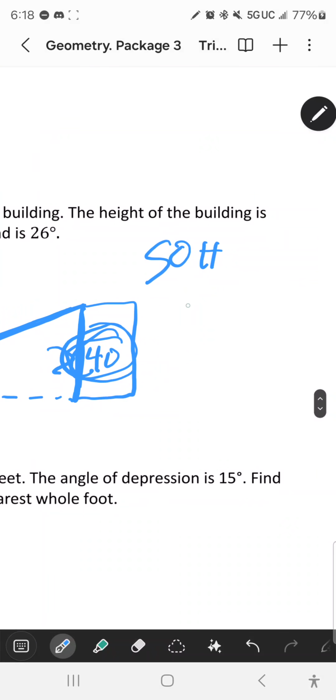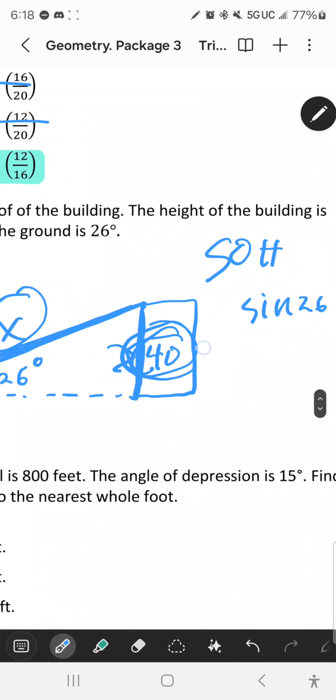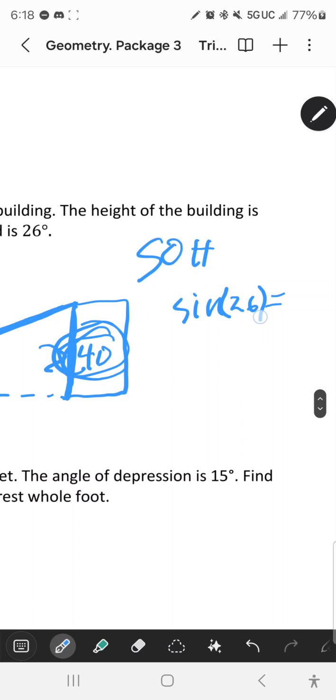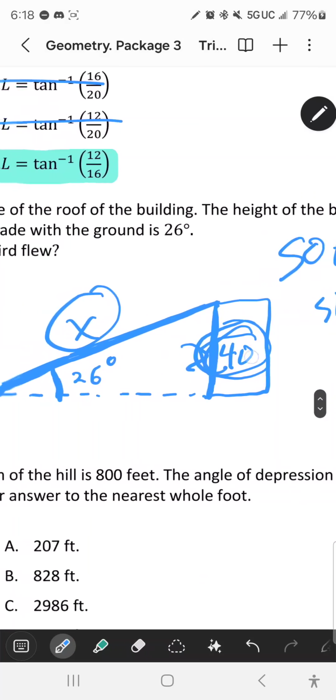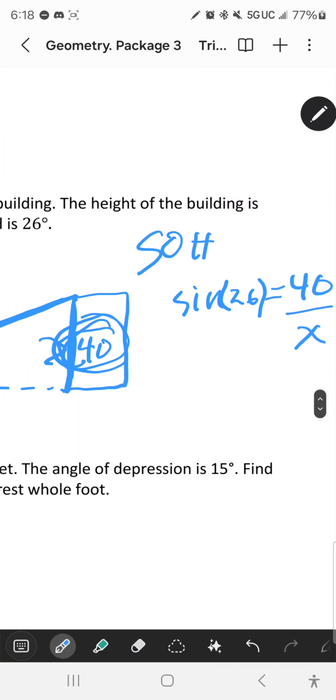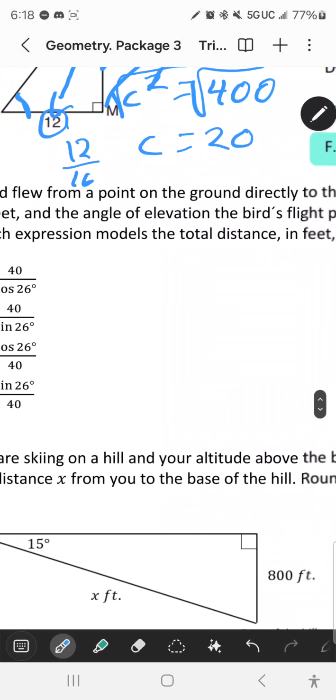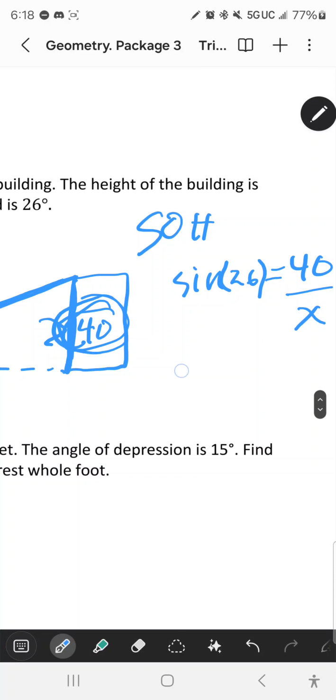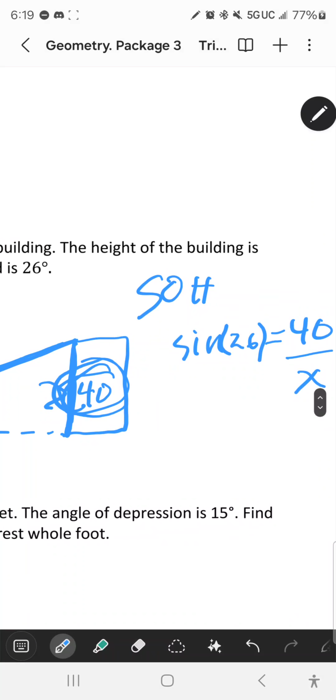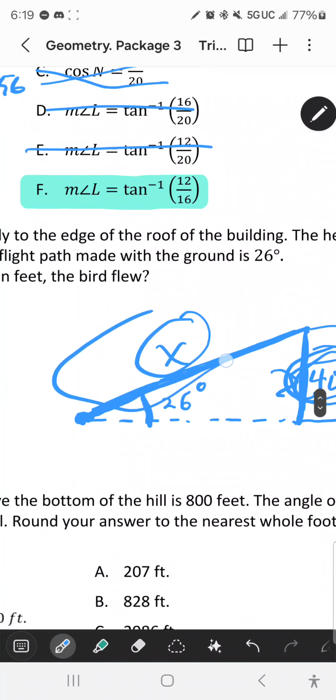So we could say that the sine of 26 will be equal to 40 over x, because it's opposite over hypotenuse. So the sine of 26 is 40 over x. Now we want to find x. We want to know the whole path the bird flew.